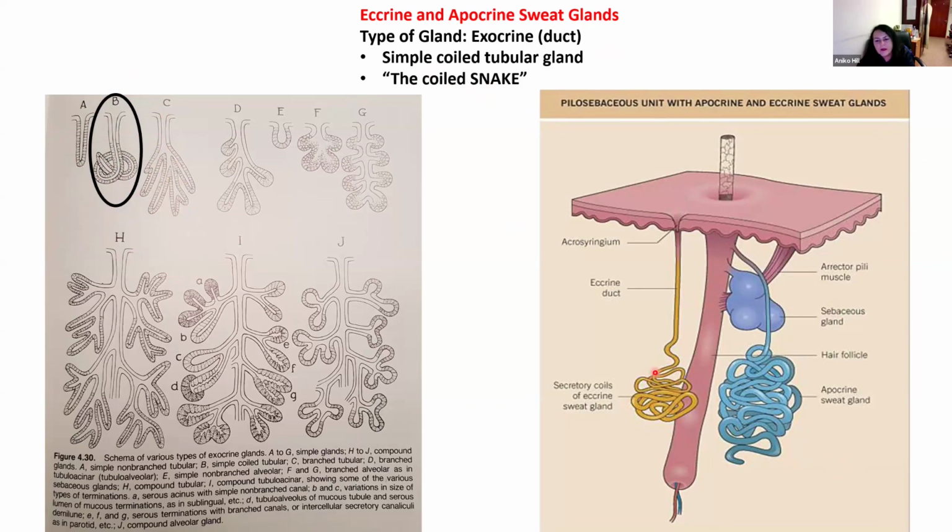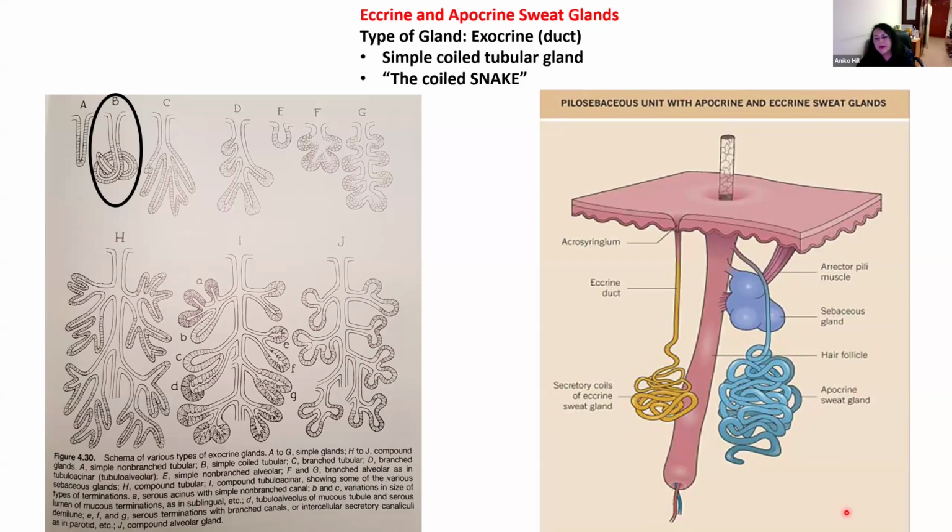Okay, so let's identify on this image. The smaller coiled snake is the regular sweat gland. This is the duct traveling through the entire dermis, and this is the pore where the sweat comes out and cools off the body by evaporation.